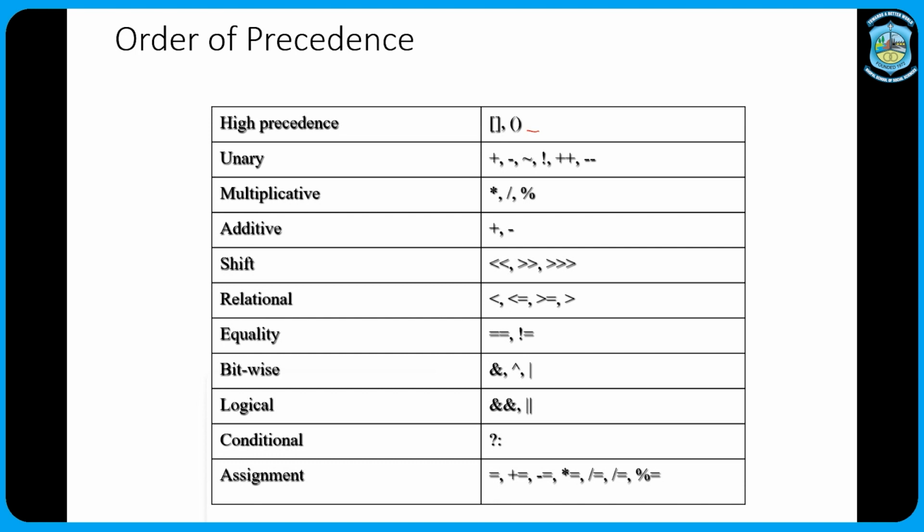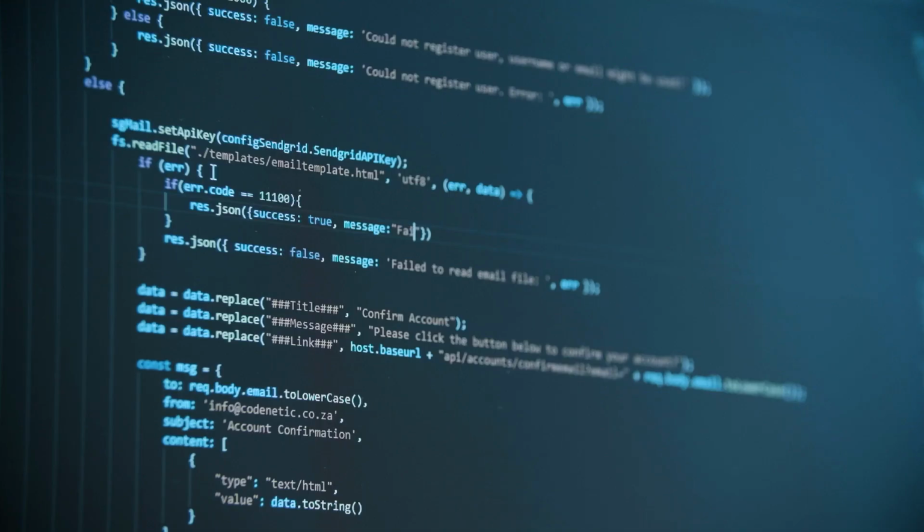Then the next precedence is of unary operators, then multiplicative operators, then we have additive operators, shift operators, relational operators, equality operators, bitwise, logical operators, conditional operators and assignment operators. So, these are the operators which we have in detail, but these are the most primarily used operators which we have discussed in this video.